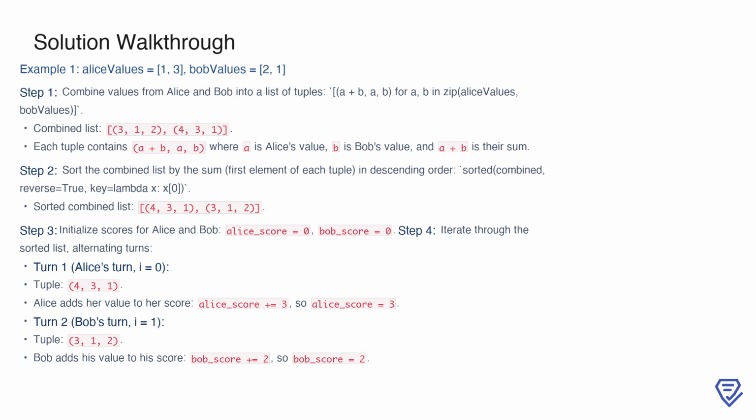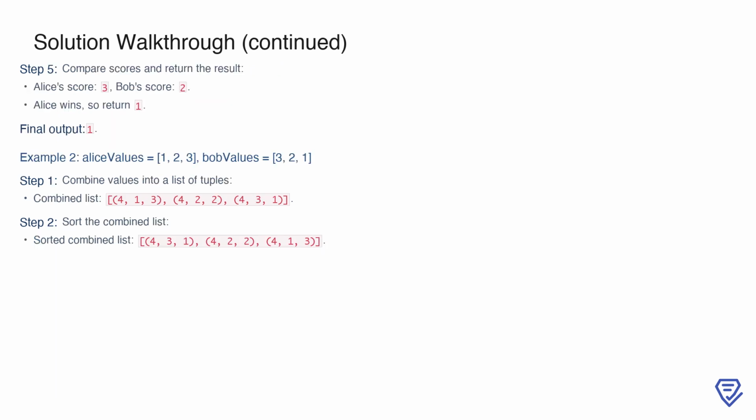Now, we initialize the scores for Alice and Bob as 0, and we alternate turns selecting stones. On the first turn, Alice picks the stone with values 4, 3, 1, so she adds her value 3 to her score, resulting in Alice score equals 3. On the second turn, Bob selects the next stone, 3, 1, 2, and adds his value 2 to his score, making Bob score equals 2. After all stones are picked, we compare the scores. Alice has a score of 3, while Bob has a score of 2. Since Alice's score is higher, she wins, and we return 1.